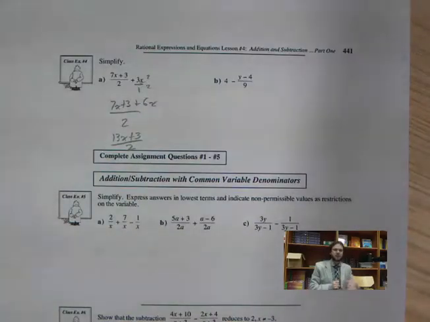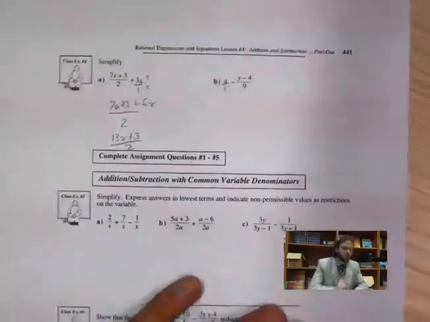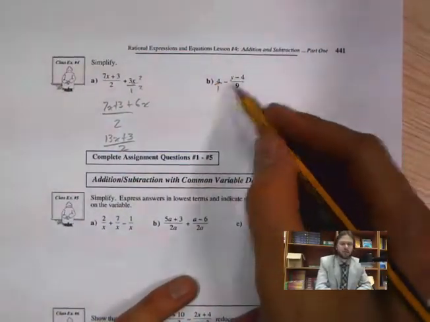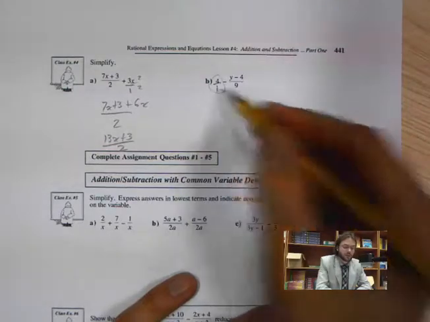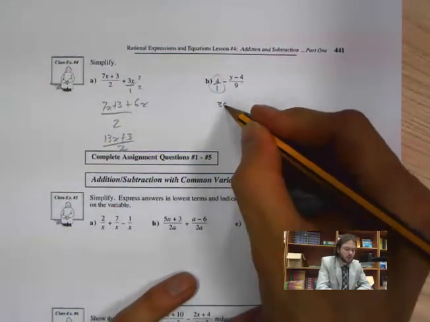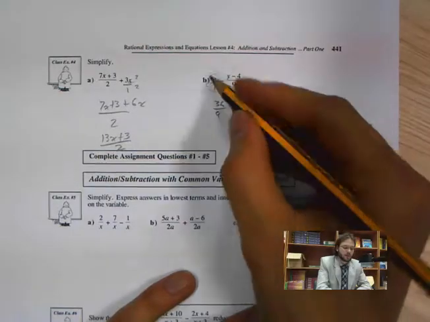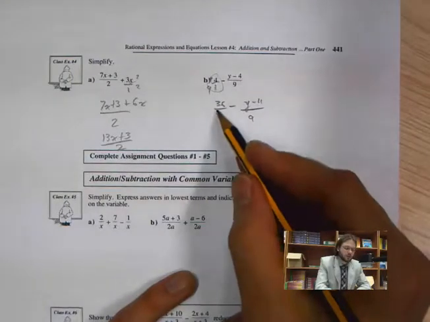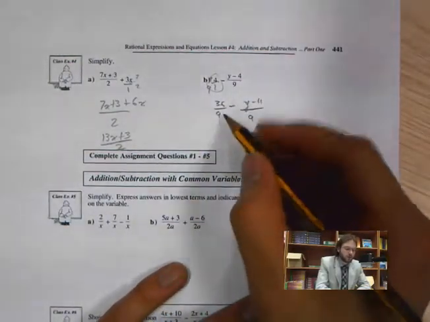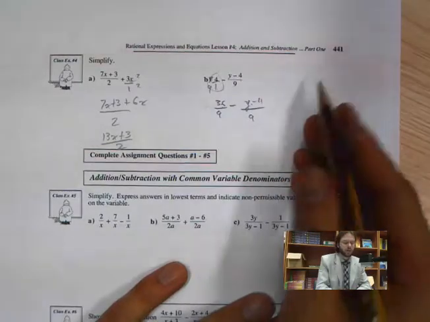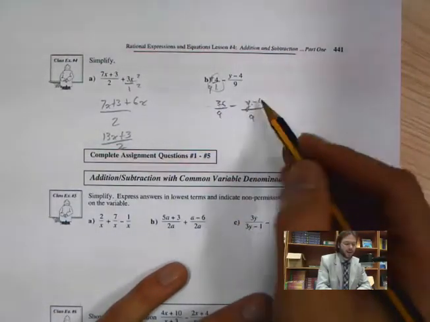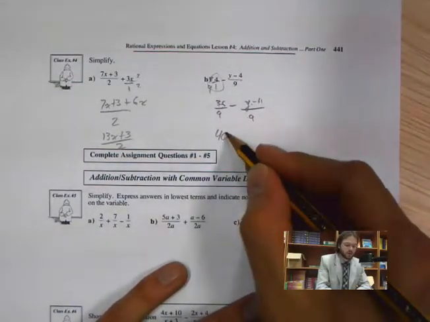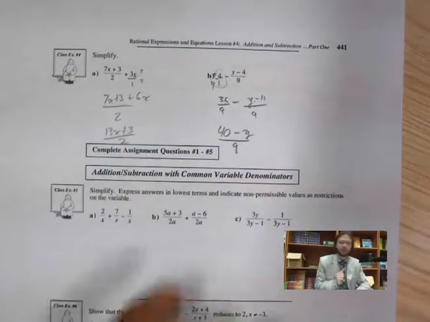All right? Let's try the next one. Well, this 4 is really over 1, isn't it? Okay? So I have to multiply just this one by 9 to have the same denominator. So I get 36 over 9 minus y, because I multiplied by 9, subtract 4 over 9. Now I can start subtracting. So what is 36 subtract y? That's 36 subtract y. And then if I subtract negative 4, subtract negative is like adding. So that's like adding 4. So I'm going to get 40 subtract y all over 9. Okay?